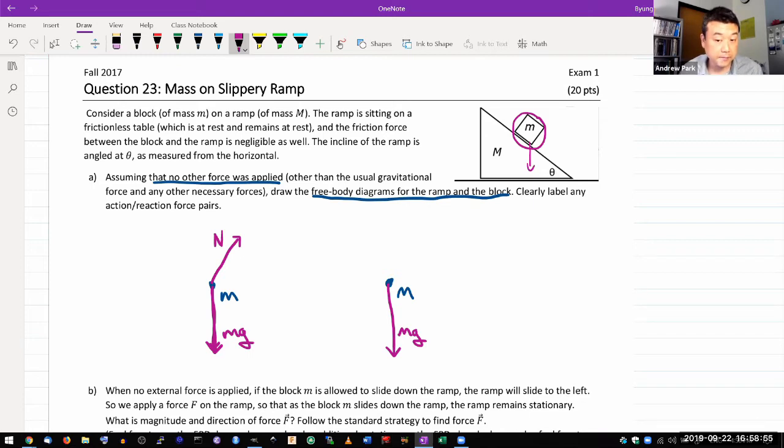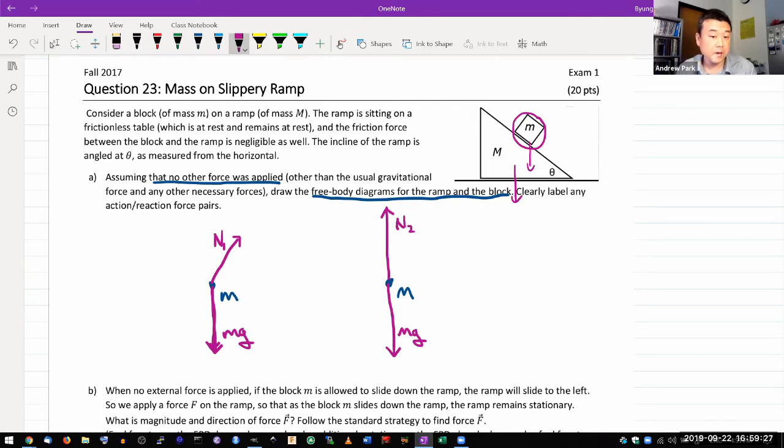And with the ramp too, once you recognize that there's weight pulling it down, but it's not accelerating directly downward, then you have to recognize that, oh, there's also a normal force on the ramp. And I guess this is where I'm hoping you realize that this normal force is not the same as this normal force. And so that I don't make a math mistake later, I'm going to make sure that I use different labels for these two.